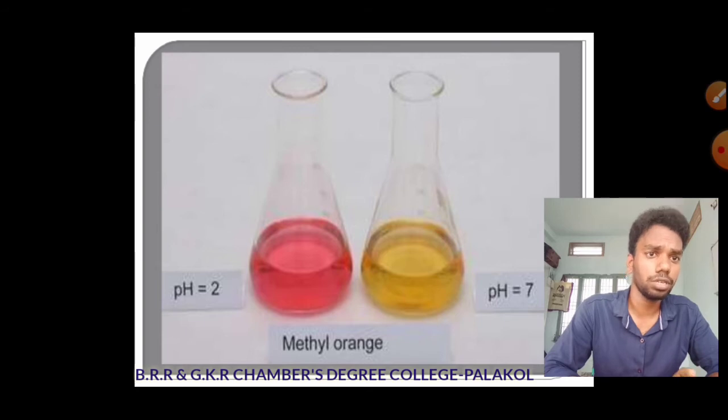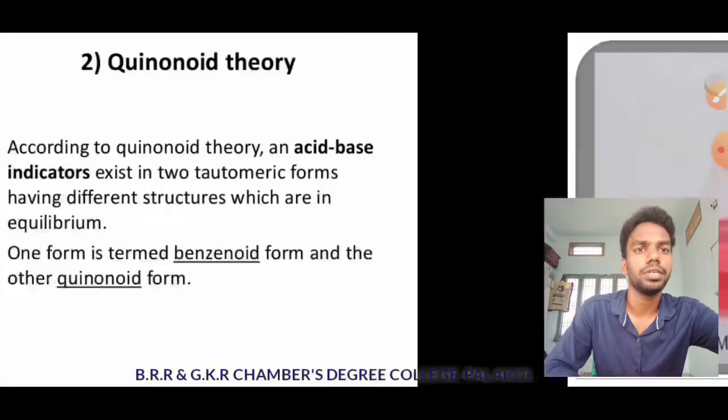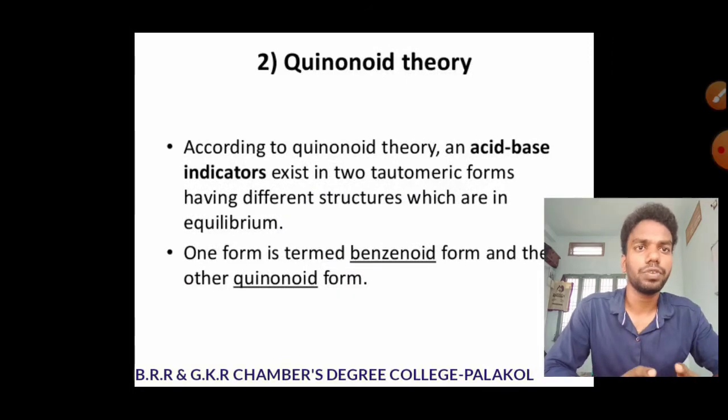Here it shows that the flask appears yellow in color. So that's the reason why the methyl orange indicator shows red color in acidic medium, and why it is yellow in a basic medium, right? So next, the second theory, that is the quinoide theory. That's the first theory, that is the Ostwald theory.